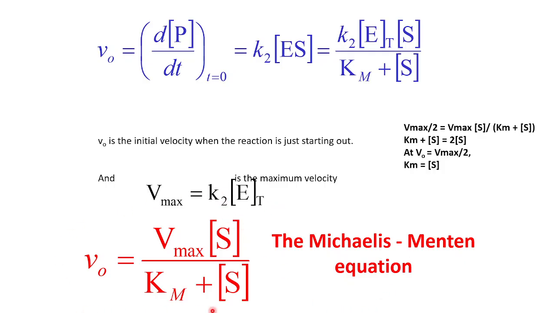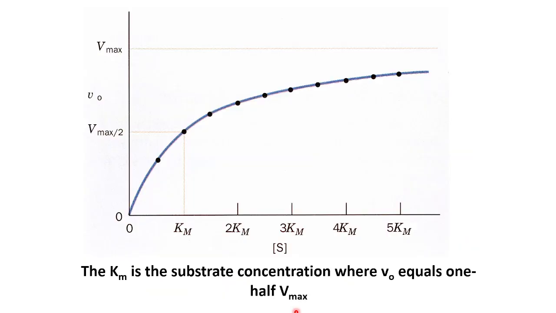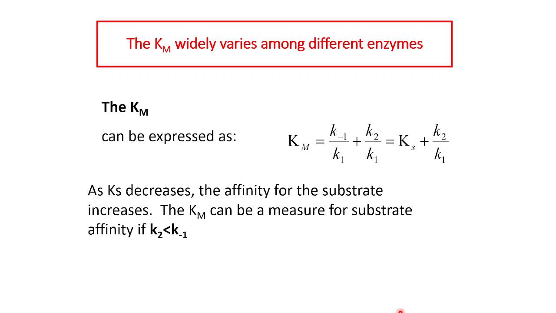And this is a very important equation, where V naught, which is the initial velocity when the reaction has just started, is equal to Vmax into substrate concentration divided by Km plus substrate concentration. Now when we plot V naught versus substrate concentration, we get a curve like this, where V naught is Vmax by 2, that is the point of Km. So Km equals the substrate concentration where V naught is half of Vmax.